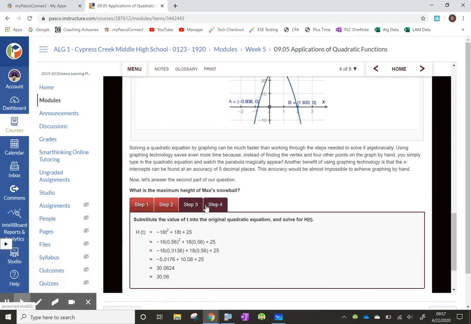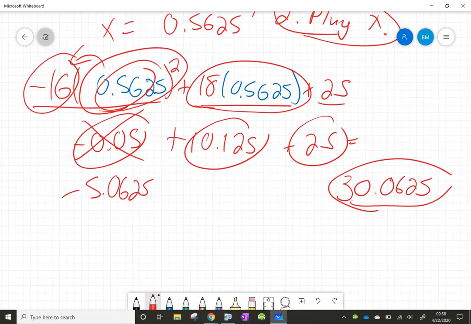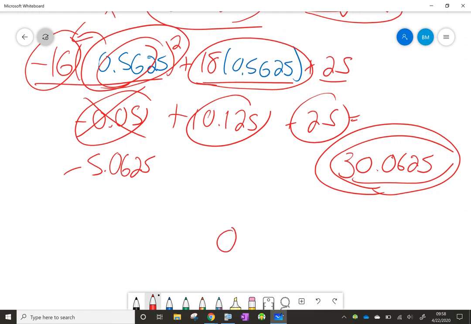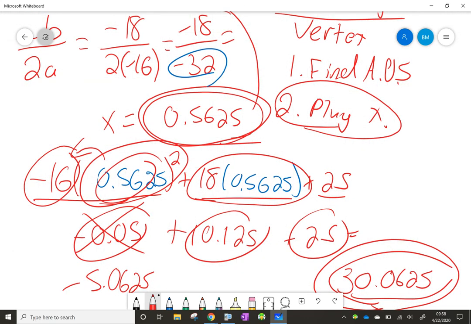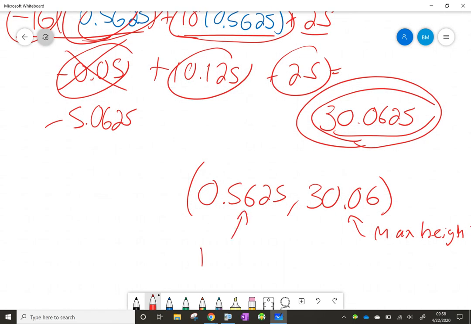Let's make sure that they got the same thing that we got. Yep, 30.06. It's exactly what we got. So what that tells you as the vertex goes, the x value, remember, was this. The y value we get was that. So we have 0.5625. This was, remember, the x value we got from the axis of symmetry. And the y value we just got was 30.06. So this is the max height in feet or inches or whatever it is. But remember that this is the time it occurred. So it occurred at about 0.5625 seconds, right? About half a second.